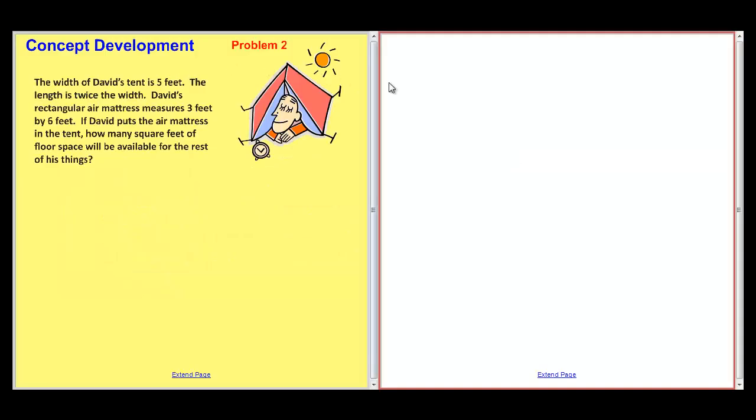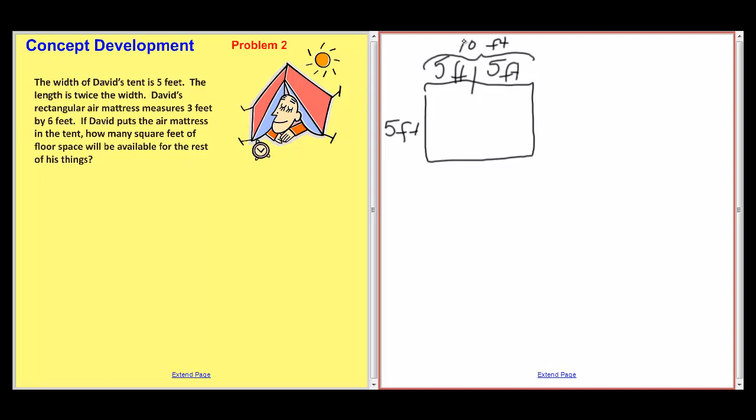So we're going to start by drawing a rectangle here. And it says that the width is 5 feet. Okay, so we're going to put 5 feet. And it says that the length is twice the width. So that means that there's 2 fives. So 5 feet and 5 feet. So the length would be 10 feet.